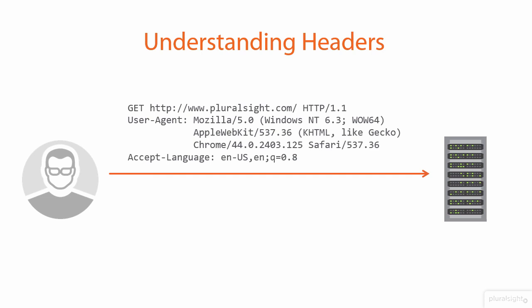Now all of this is also sent along with my accept language header. And here we have the browser telling the server that my preferred language is English US. I will also accept English, but Chrome only has about an 80% level of confidence that I actually want English, the generic English, as opposed to English US.